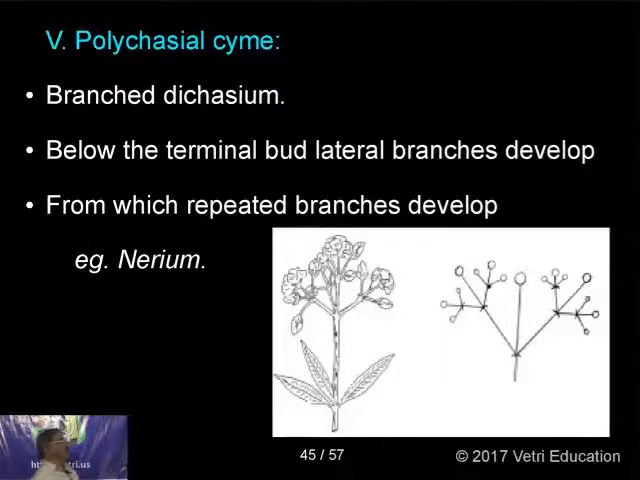Next, we'll have the polychasial cyme having many branches. So, below the terminal bud, lateral branches develop from which branches develop repeatedly. Here you can find two branches, and again from this you can have two branches. Like this, you can have many. This is called polychasial cyme. Example, Nerium, you can see this type of inflorescence.